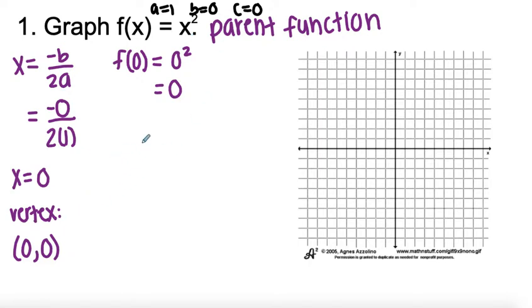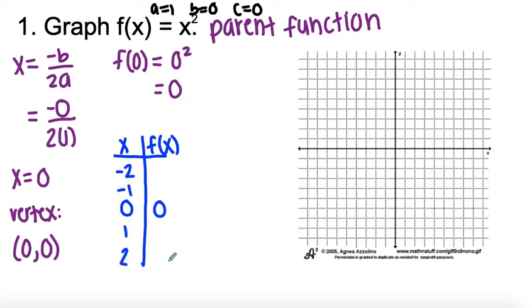Now my next step, I'm going to put this into a table. And I'm going to put this point into the middle. And now I'm going to pick 2 numbers below and above 0 to also plug into my function, just like what I did up here. So the easiest thing to do when you're starting from 0 is to have -1, -2, 1, and 2. And now I'm going to plug these numbers into this function.